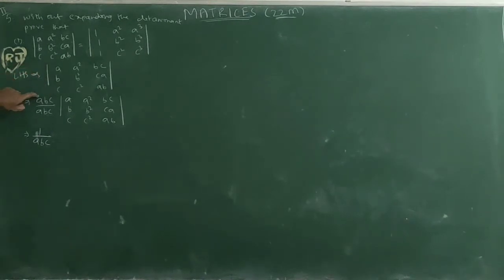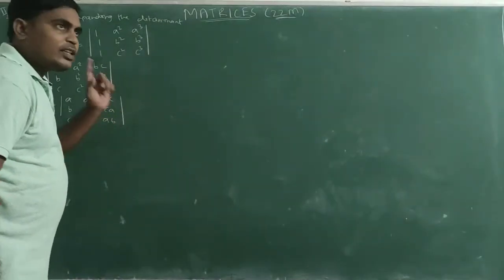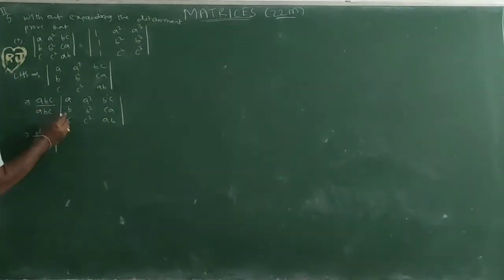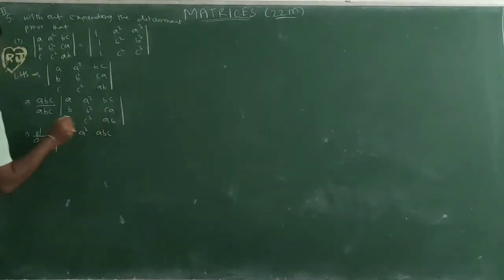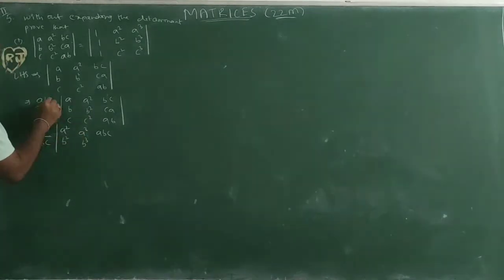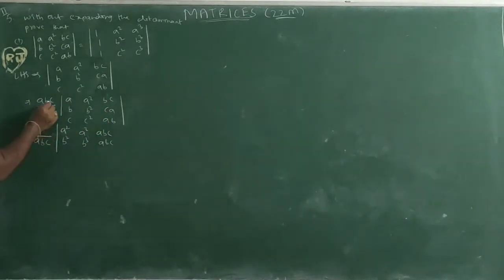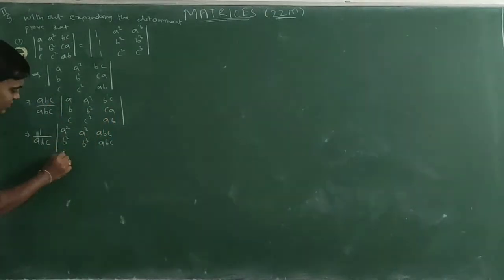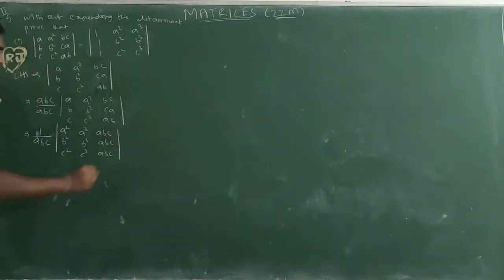I want to multiply A with the first row, B with the second row, and C with the third row. Multiplying A with the first row: A square, A into A square, A cube, A into BC, ABC. Next, B with the second row: B into B square, B cube, B into CA, ABC. Next, C with the third row: C into C square, C cube, C into AB, ABC.